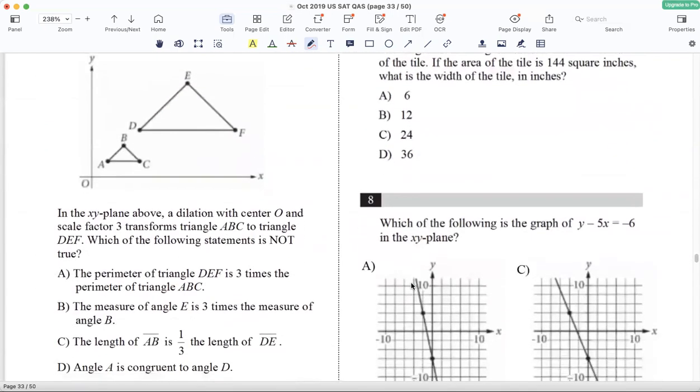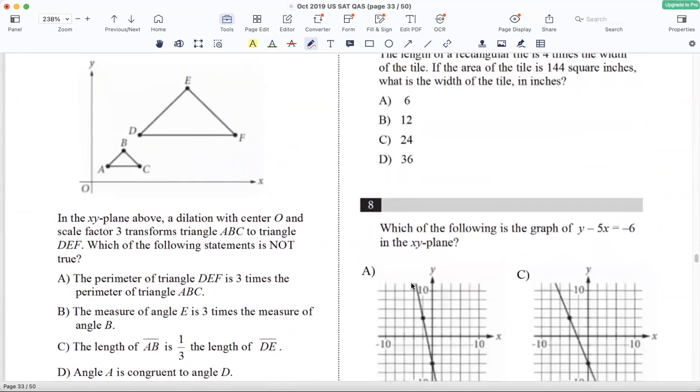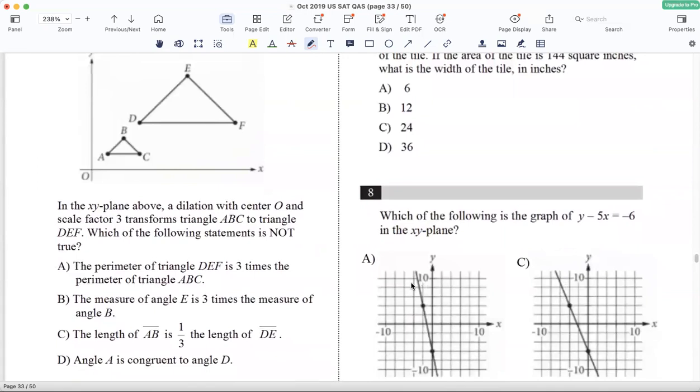In the xy plane above, a dilation with center O and scale factor 3 transforms triangle ABC to triangle DEF. Which of the following statements is not true? The perimeter of triangle DEF is 3 times the perimeter of triangle ABC. So that will be true because whatever is the sum of the sides of ABC, the sum of the sides for DEF would be 3 times that because the scale factor is 3. So this is true. The measure of angle E is 3 times the measure of angle B. No, this is not right.